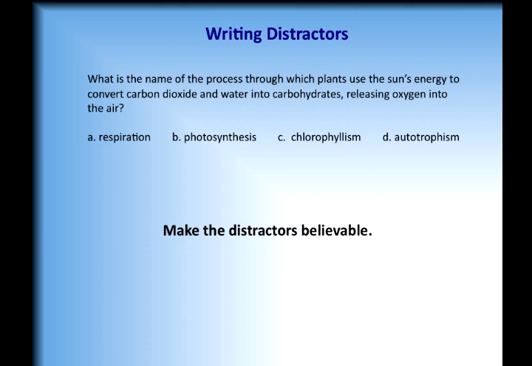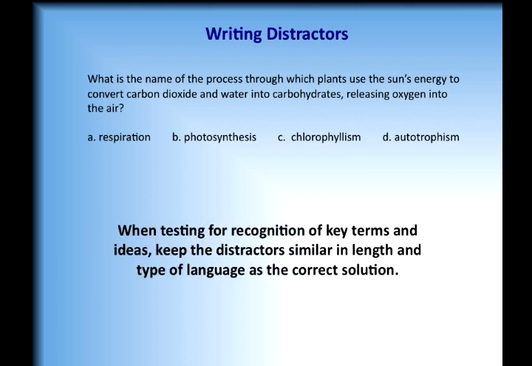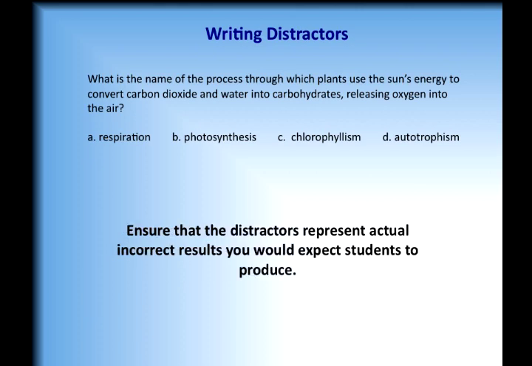Moving on to writing distractors, we'll use the photosynthesis example again. All of the distractors here are believable. Respiration is the other major process of plant metabolism. Chlorophyll is used in the process of photosynthesis, and green plants are autotrophs because they produce their own food. Each of the distractors is written as one word, like the keyed response. These are all terms related to photosynthesis. A student who lacks content mastery could easily select any of the other choices.